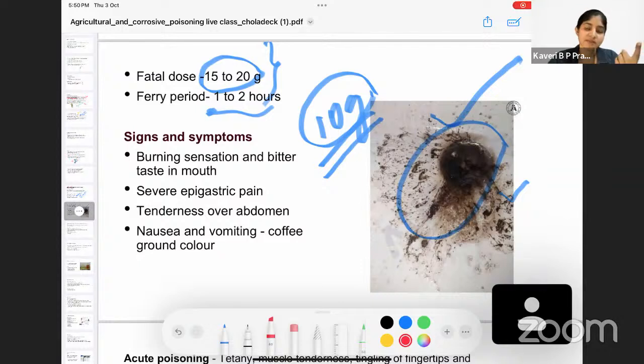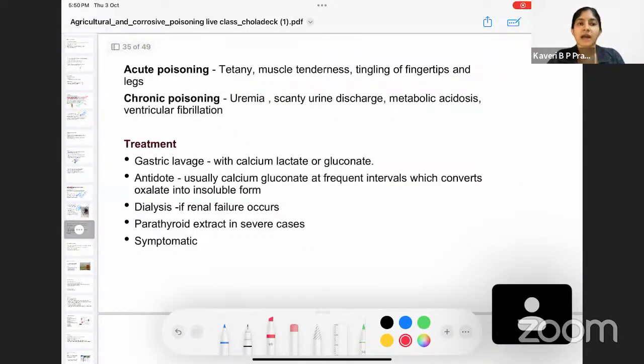So in the previous class, when I explained the general case of poisoning by corrosives, these were the same signs and symptoms, because these corrosive substances are such that when they pass through the GIT, the symptoms produced are the same for everything. So you try to remember for one and you can build up on the other acids also. Whenever there is acute poisoning, there is going to be tetany because the calcium levels come down. So there's hypocalcemia causing tetany, muscle tenderness, tingling in the fingertips and legs.